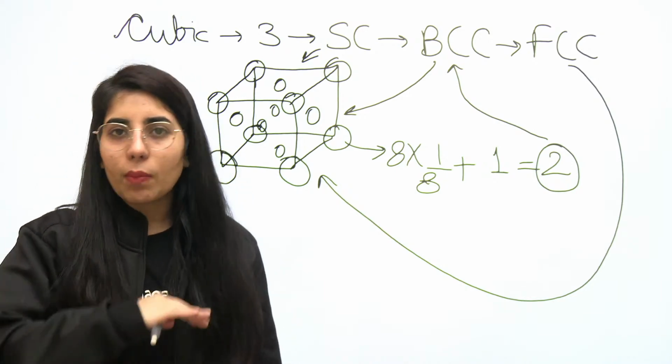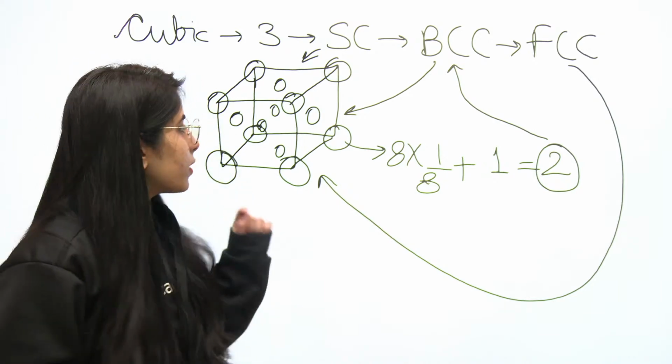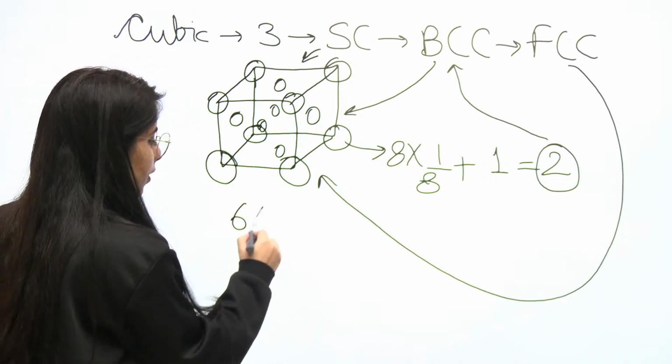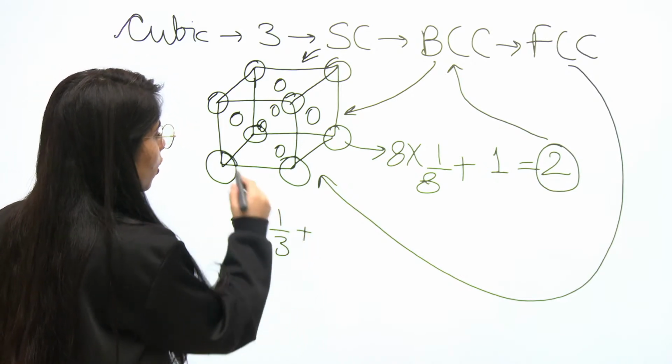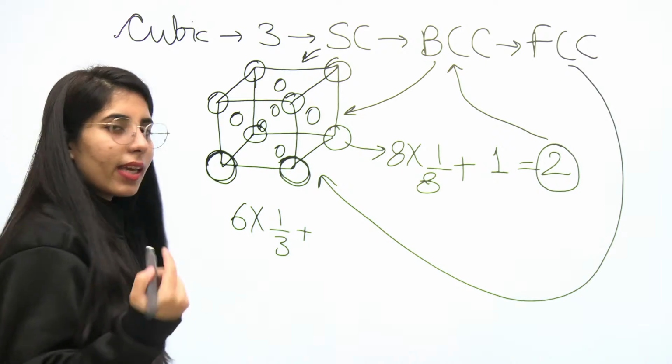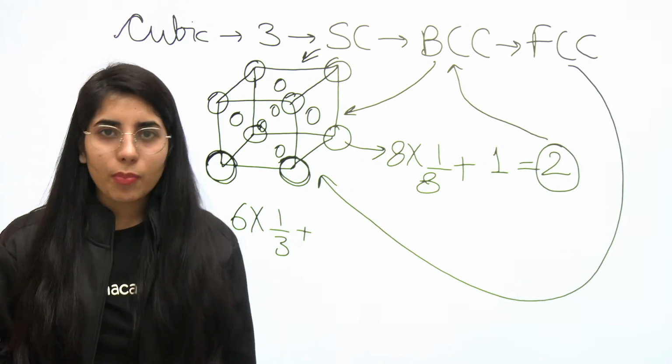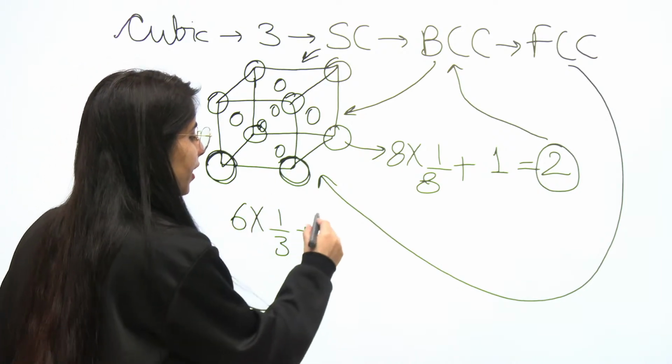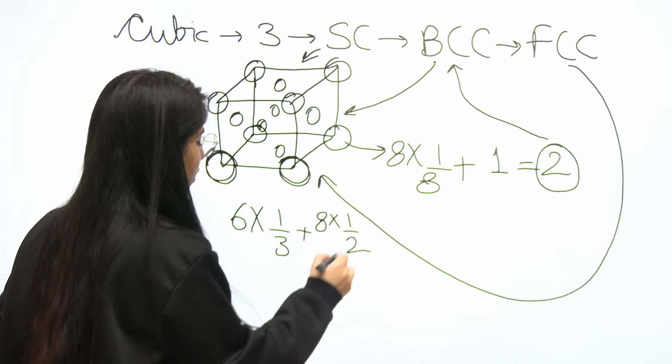6. Because in a cube, how many faces will there be? 6. So 6 into half, that's going to be 3. Plus, all the corners have one atom, and again, the corner atom's contribution is 1 upon 8. So 8 into 1 upon 8. Clear? What are you going to get from here?